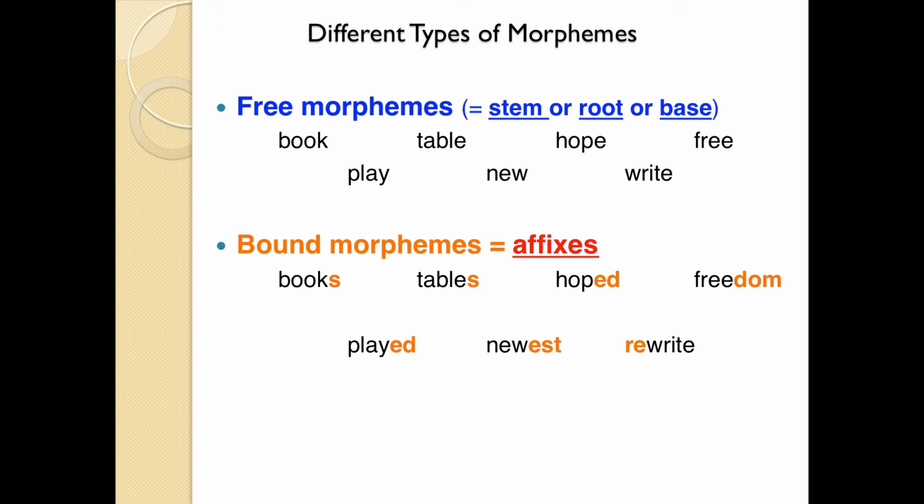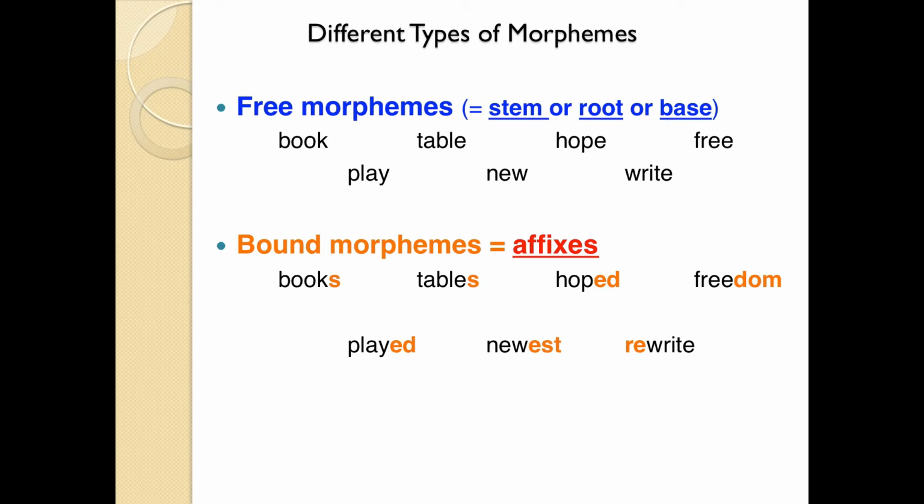Okay. Here are different types of morphemes that you need to know about. There are free morphemes. They're sometimes also called stems or roots or bases. Just free morphemes works well. Free morphemes are words that do not need any attachments. They're completely fine by themselves. They can float around the way they are all over the language. And they do not break down any further. So book, table, hope, free, play, new, right. Doesn't break down any further into morphemes and is perfectly fine by itself.